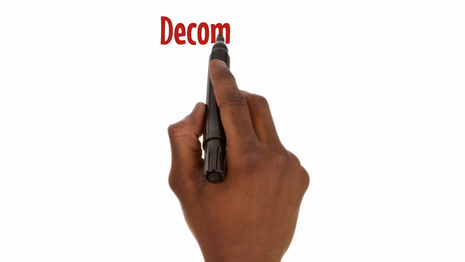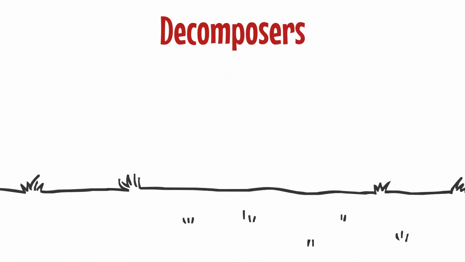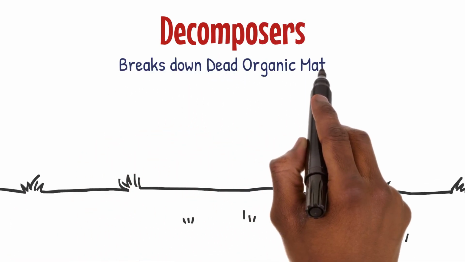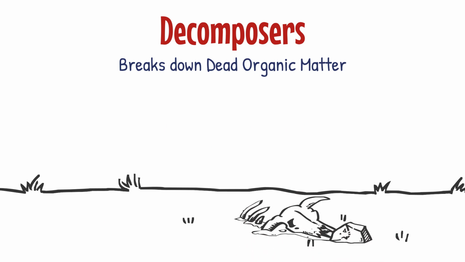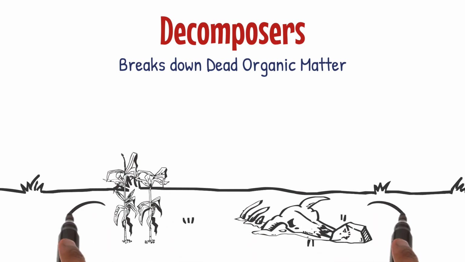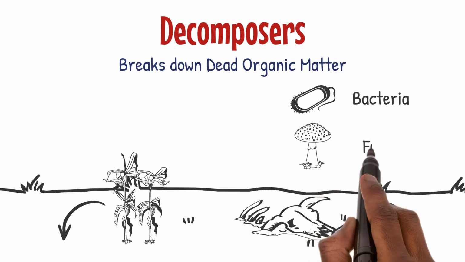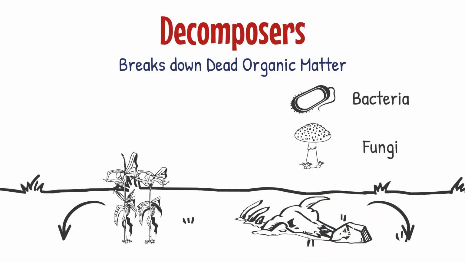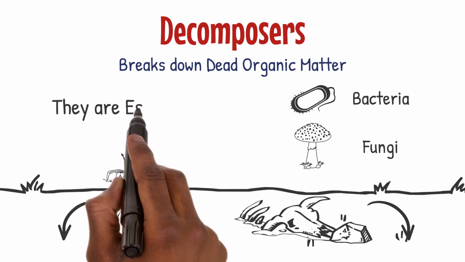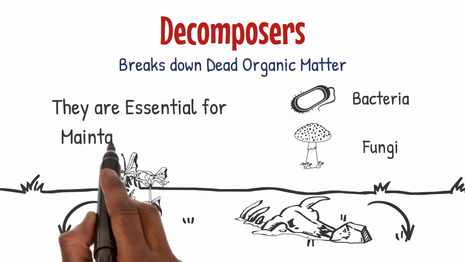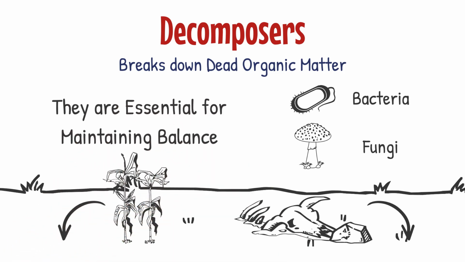Lastly, we have the decomposers. They play a vital role in breaking down dead organic matter, returning nutrients back into the ecosystem. Examples of decomposers include bacteria and fungi. They may not be as glamorous as the producers or consumers, but they are essential for maintaining the balance.